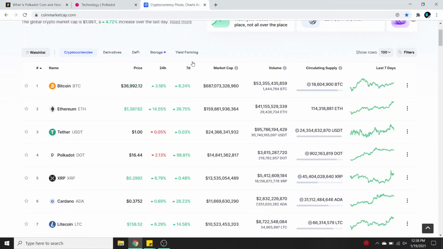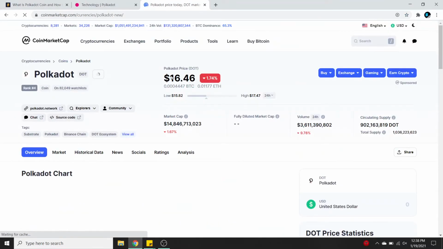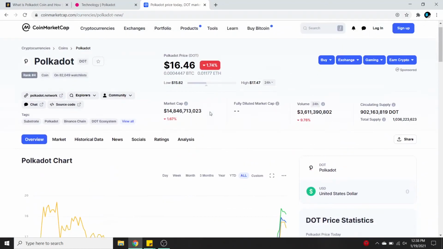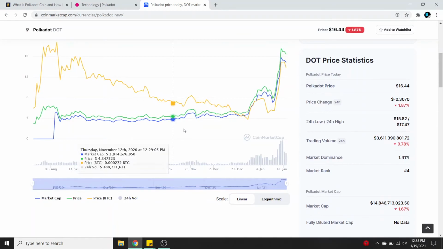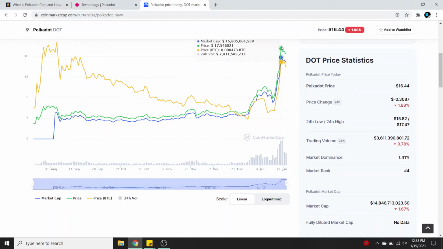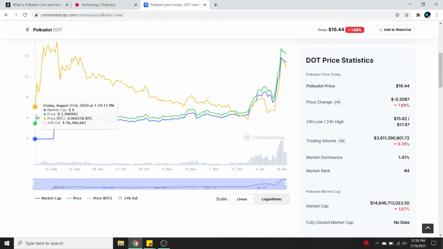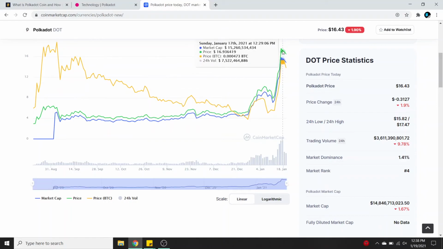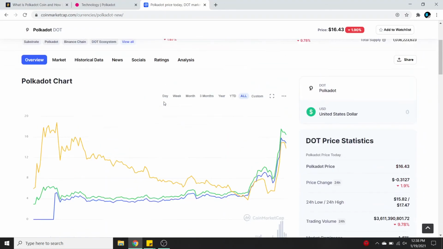So as you can tell, Polkadot coin has done pretty well. Currently it's trading at $16.46, that's quite a bit overall. Let's see here, which one's Polkadot on here? Polkadot is the green line. So as you can tell, back in August, it was all the way down to $2, $4, $5, whatever. Then it's been steady for a while. And then all of a sudden lately, in the most recent bull run, it's gone all the way up to $16-$17. So that's a pretty good return on your investment overall.